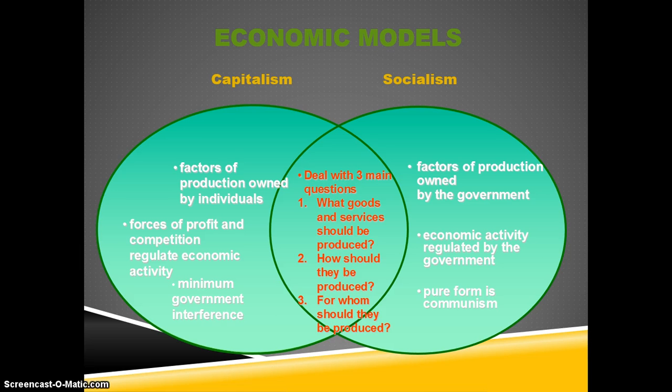And finally, the level of government involvement is very different. In capitalism, you have very little to none, so you could say minimum. But in socialism, government has more involvement. In communism, for example, it would be total government involvement, no private decisions.